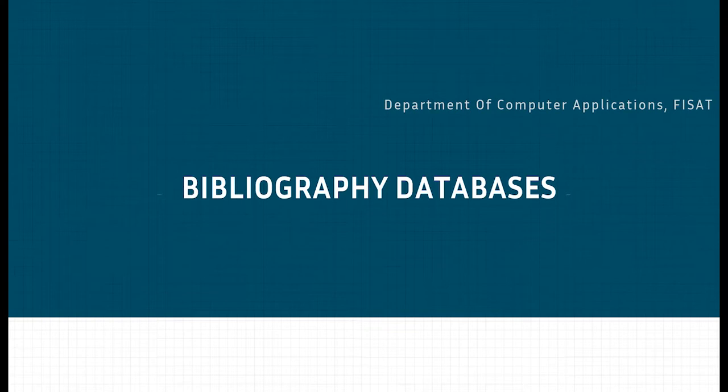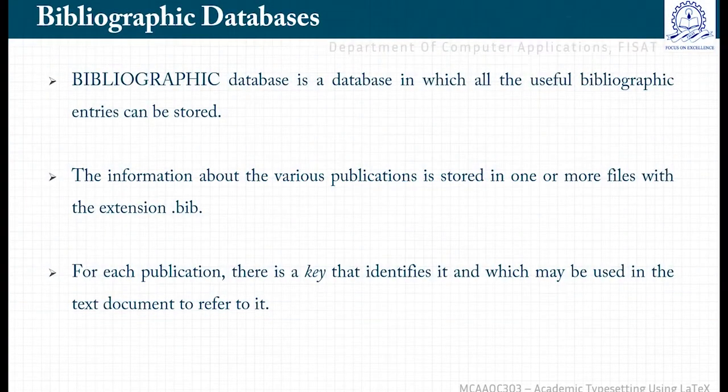Now let us see how these entries can be kept in a separate database and you can keep it as a repository of references. So, a bibliographic database is a database in which all the useful bibliographic entries can be stored. The information about the various publications is stored in one or more files with the extension .bib. For each publication, there is a key that identifies it and which may be used in the text document to refer to it. This key mapping we have already seen in the previous session.